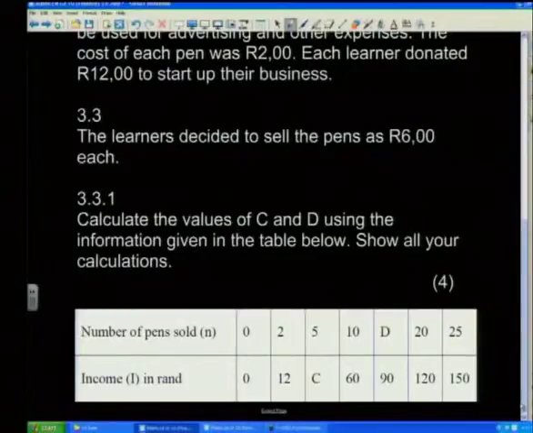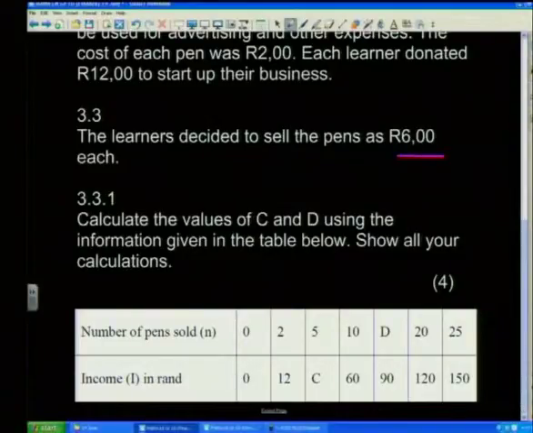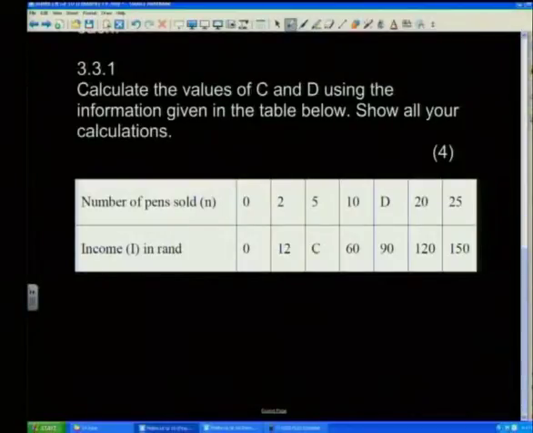Right. So now the learners decided to sell the pens at 6 Rand each. Calculate the values of C and D using the information given in the table below and show all your calculations. Now in this case, this is their income, the number of pens they sold. If they sold 0 pens, they've got no money. And if they sold 2 pens, it's 12 Rand.